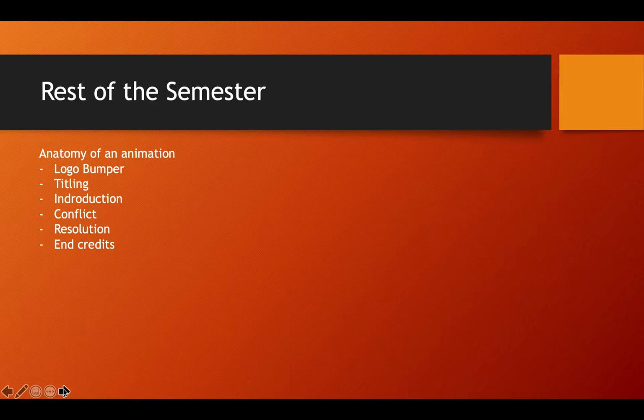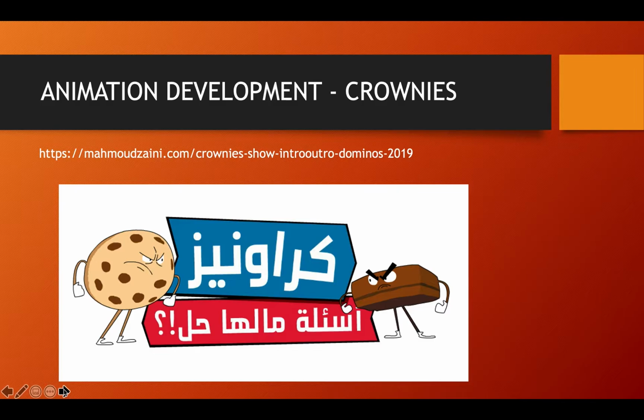So the rest of the semester, and I'm going to blow this out a bit. There's the logo bumper, which is pretty much just a little animated intro logo that you see at the beginning of all major animations, just showing that it's your studio. Titling, and by the way, that's our next little assignment. Titling, introduction, conflict, and resolution are parts of the animation, and then your end credits. In this, we're also going to talk about sound and consider everything else like lighting and shot and all that.